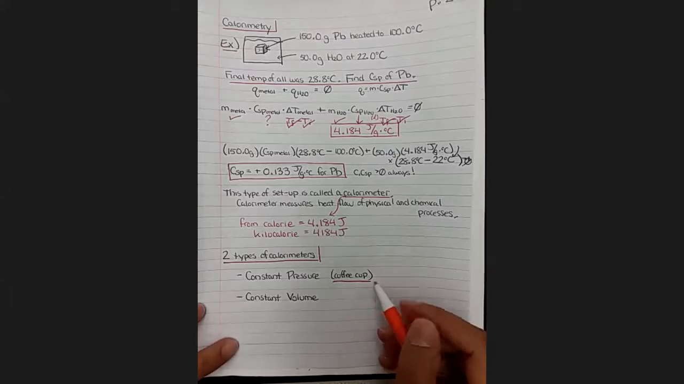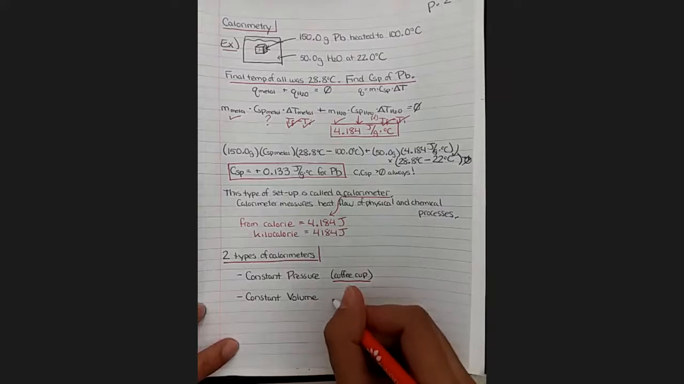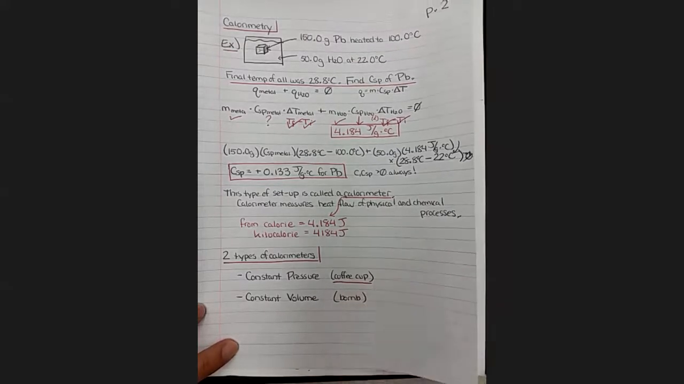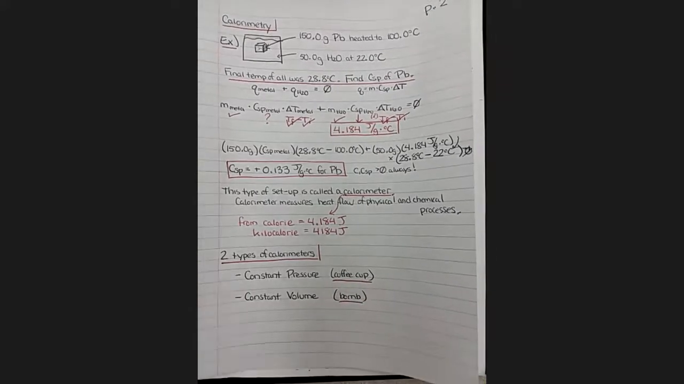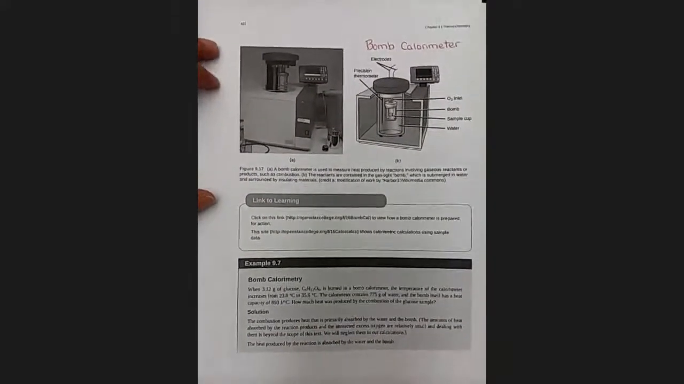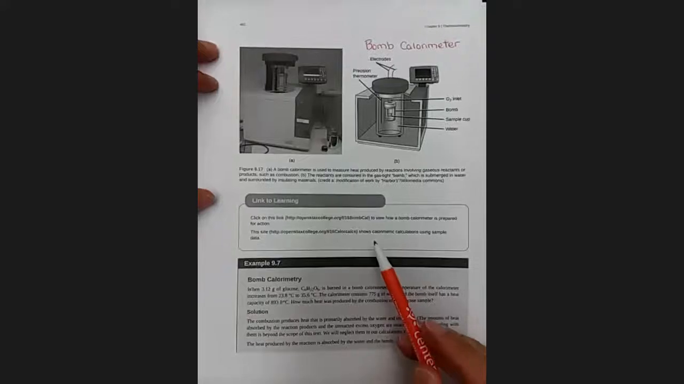The other type of calorimeter is called constant volume, and these are lovingly called bomb calorimeters due to the explosive nature of the reactions they are traditionally used to measure. So here's another picture taken out of your book. This one's page 482, if you want to look it up yourself.